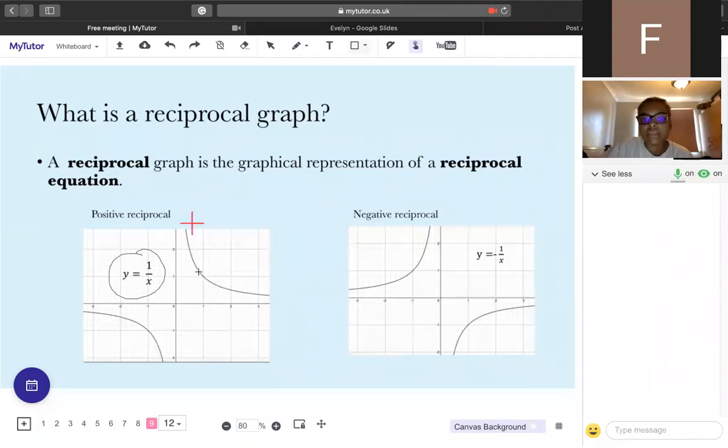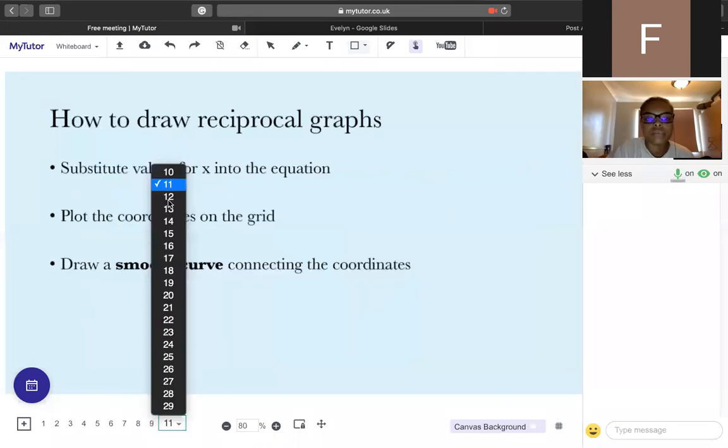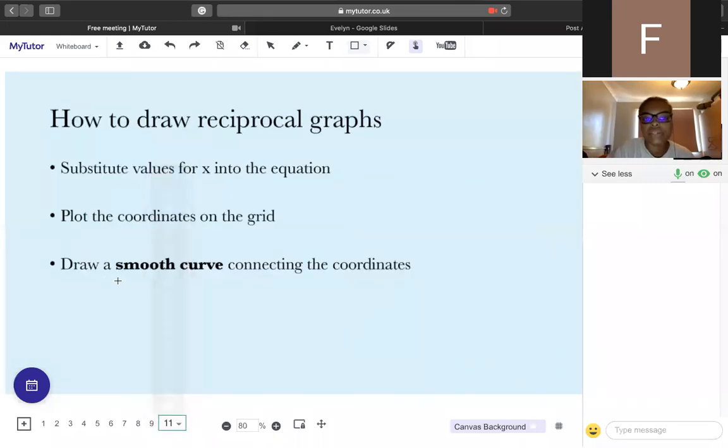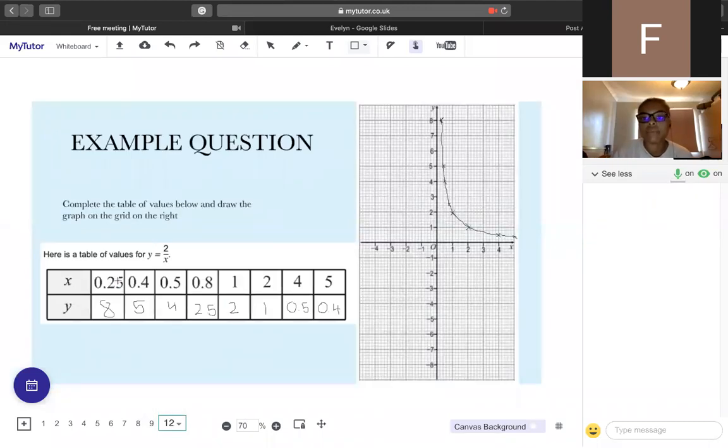So in this particular equation that we were doing, we only used positive x values. So we only used x values 0.25, 0.4, 0.5 and whatnot. We don't have any negative values, so we're not going to get any curve down here. We're only going to get one up here. So that's one thing to remember. Only because you're not getting two separate lines doesn't necessarily mean that your answer is wrong.